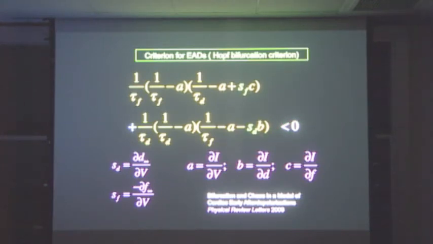Now you might say, that's a pretty ugly expression. And it is a pretty ugly expression. But you will notice what's in here. Time constant, time constant, time constant, time constant. A, B, and C are the slopes of the dependency of the current on the voltage. SD and SF are the slopes of the activation and inactivation curves. And there's this big old expression involving these quantities, which if it is less than zero, you will get oscillations.